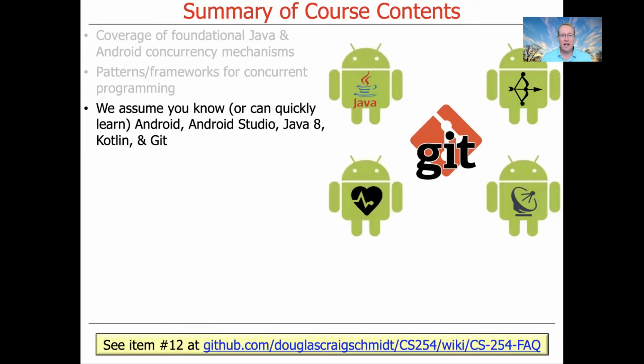I'm assuming that you either know or can quickly learn Android, and luckily you don't have to know very much about Android in order to get the ball rolling here. Android Studio, which is just a thin wrapper around IntelliJ. The Java 8 features will focus primarily on the object-oriented aspects. Not so much Kotlin.